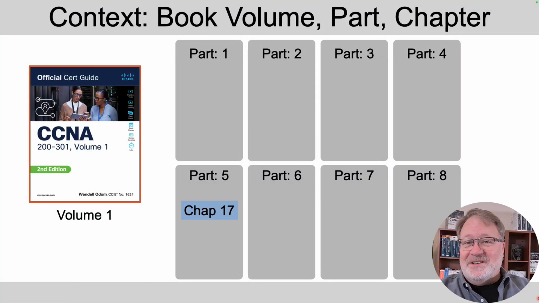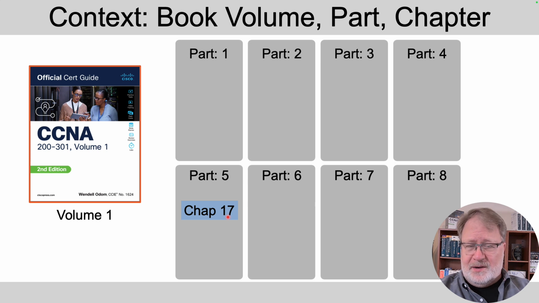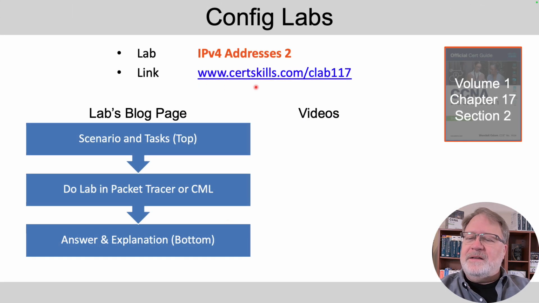Let me set some context as usual with the official cert guides in Volume 1. Part 5, Chapter 17 is where you'll find some of the background for this lab, particularly the how to configure the routers part. Here's the direct link to the lab. It ends in CLab 117, and the name is IPv4 Addresses 2.